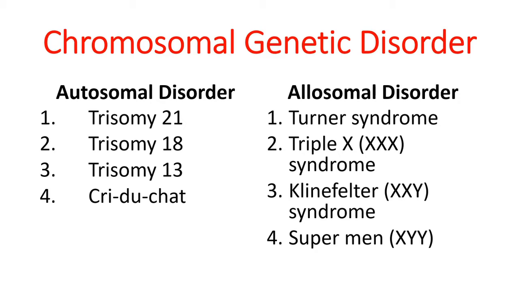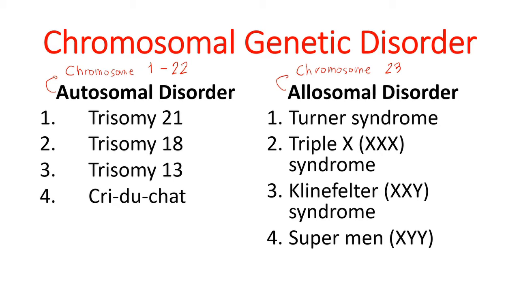In chromosomal genetic disorders, we will divide it into two: autosomal disorder and allosomal disorder. Autosomal disorder involves chromosome number 1 up to 22, because these are your body chromosomes. Allosomal disorder involves chromosome number 23, or your sex chromosomes.